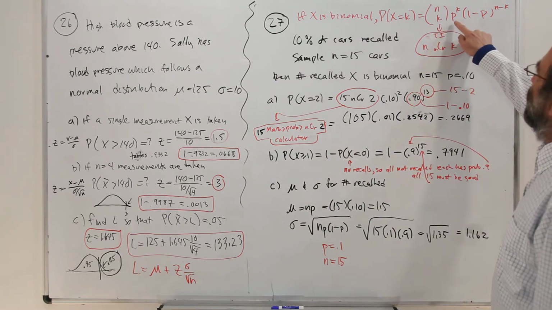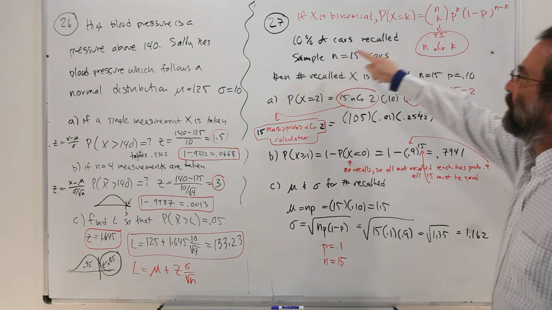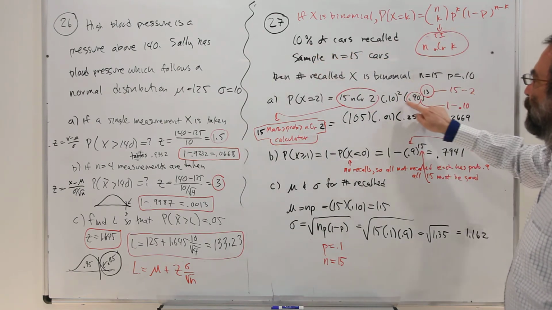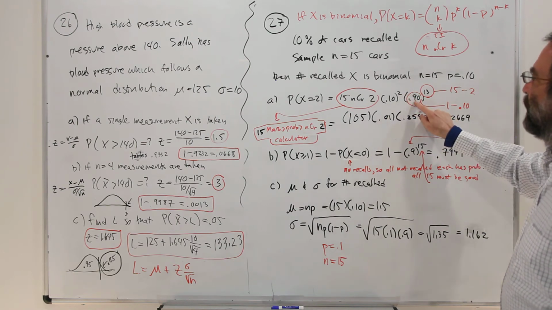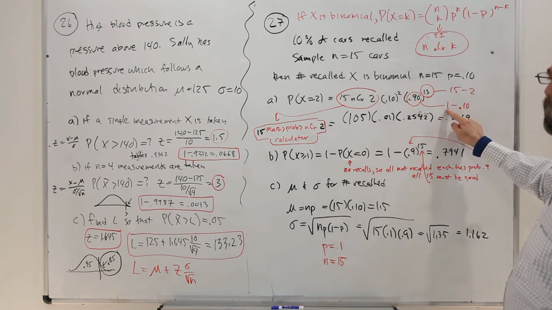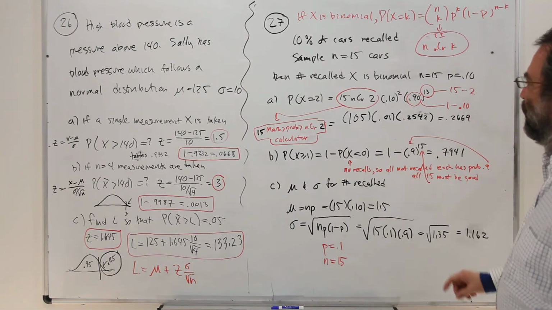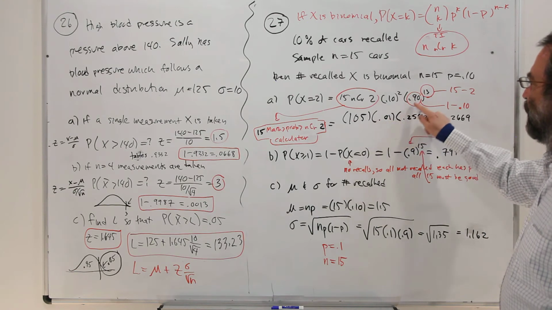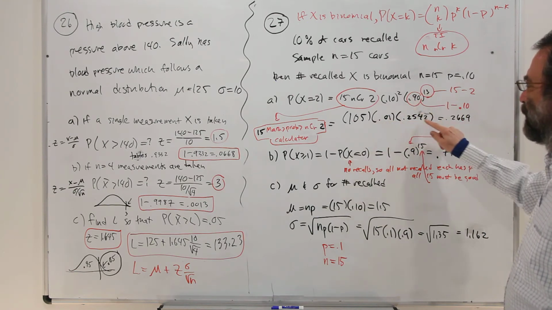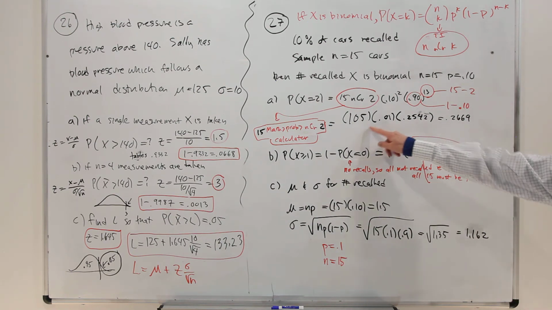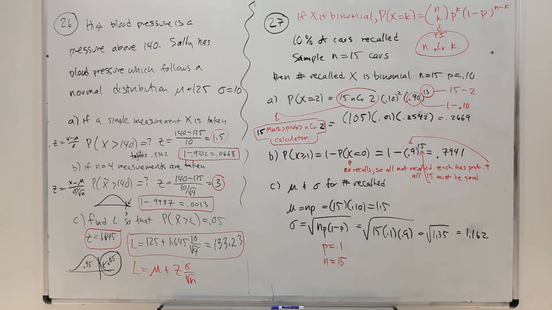And next to that, I've got the success probability, which is 10%, so 0.10, raised to the power of the number of successes, which is 2. And I've got the failure probability, 1 minus 0.10, raised to the n minus k, which is 13. So I've got 0.1 squared, that's 0.01. I've got 0.9 to the 13th, that's 0.2542. I rounded slightly. And then we take the product of those three quantities to get 0.2669. So about a 1/4 chance of getting exactly 2 cars that are recalled in a sample of size 15.